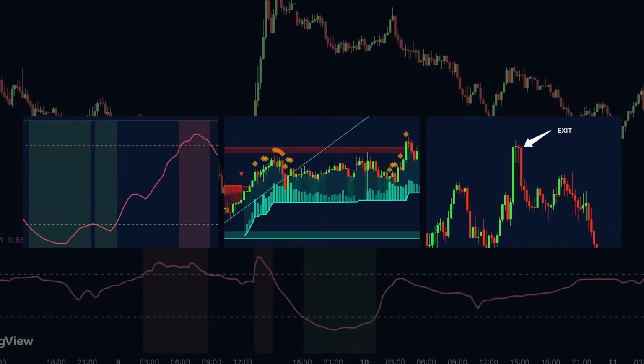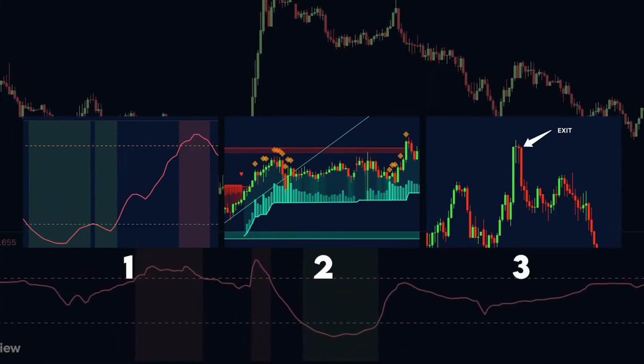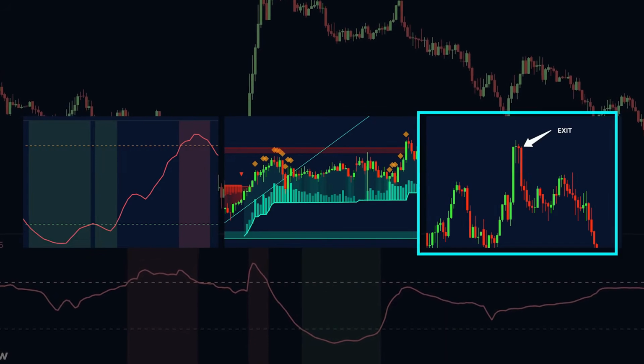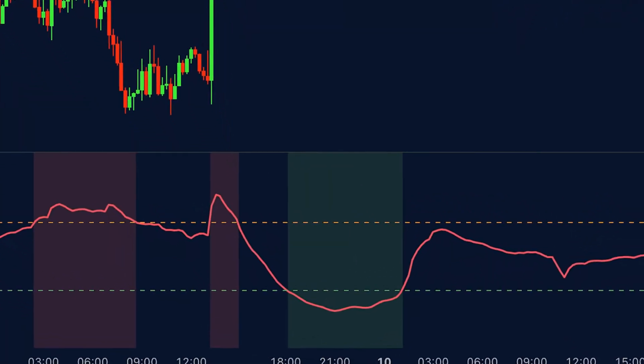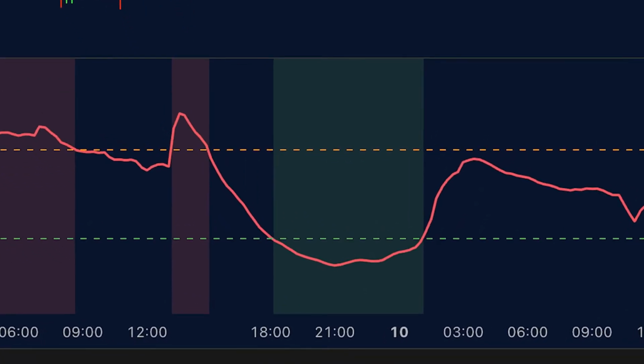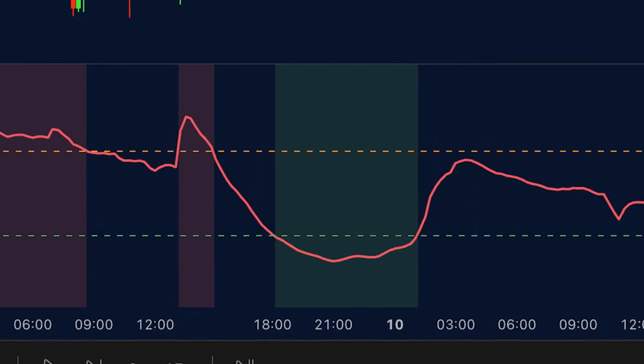Now, let me show you 3 ways the top 1% use this indicator, each one more powerful than the last. Strategy 1 is basic CMI reading. This is your foundation for professional trading. The CMI gives you readings from 0 to 1, and understanding these numbers is critical.